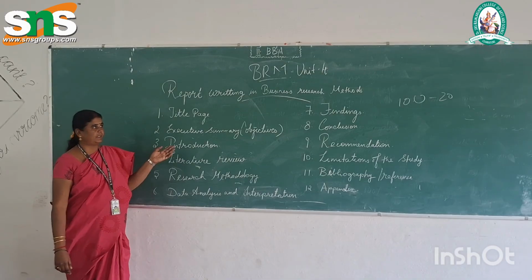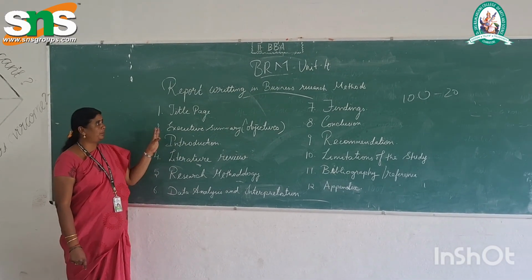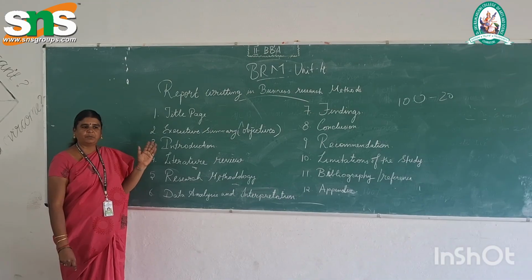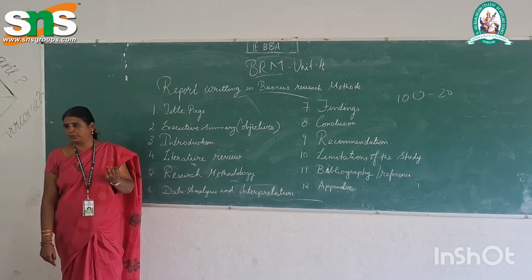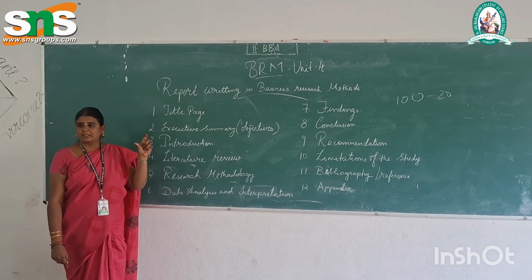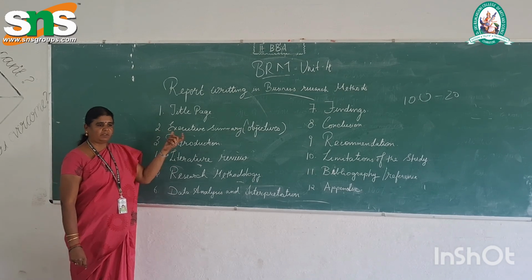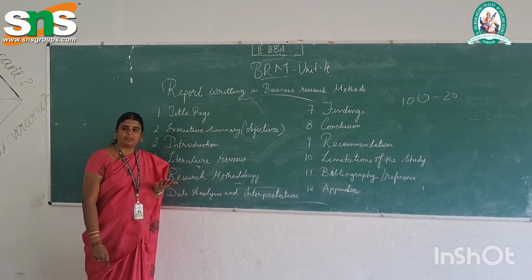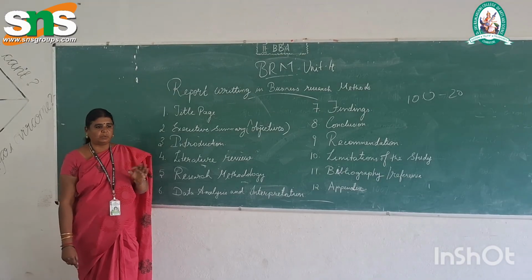Now we are going to see about the business research method subject. The topic is report writing. So far we have seen how we are going to find the research, how we are going to collect the data, and how we are going to interpret the results with our statistical tools. Now we are going to look at report writing. How are we going to write a report? It is documentation. We have to mention all those things.